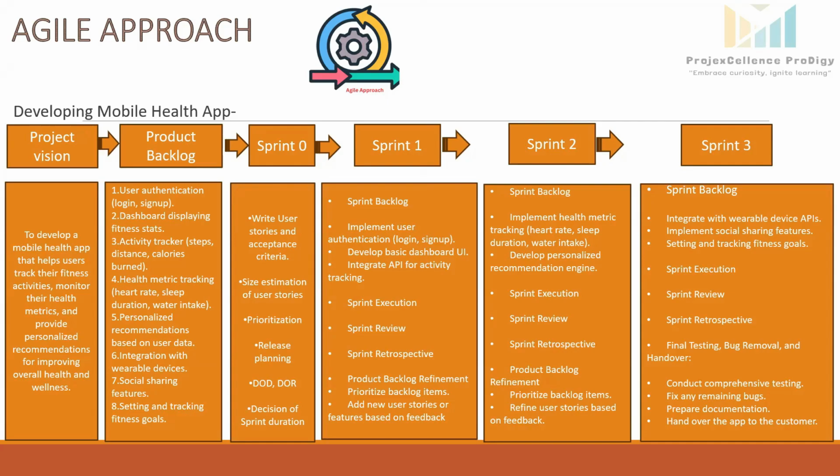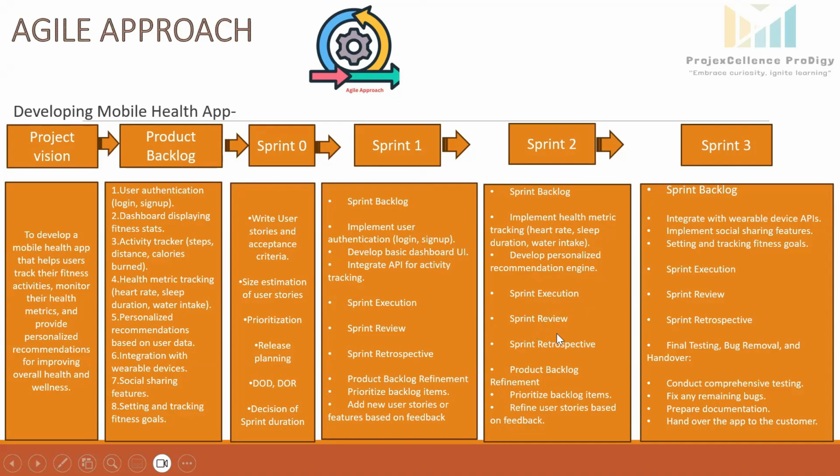Then next will be product backlog refinement. So as these 3 user stories are done now, so then they will again refine this product backlog here for the next sprint. So they will prioritize the backlog items again, and based on the user feedback, if any user story has to be added in the product backlog, they will add on and then they will implement in the next sprint. So then come to the sprint 2. In this sprint you can see the development team has selected 2 user stories here: implement health metrics tracking and develop personalized recommendation engine. So then similar way the sprint execution will happen.